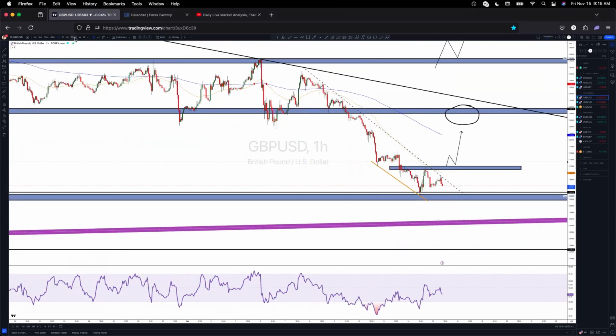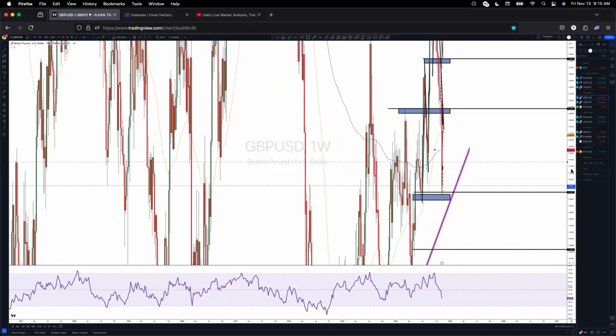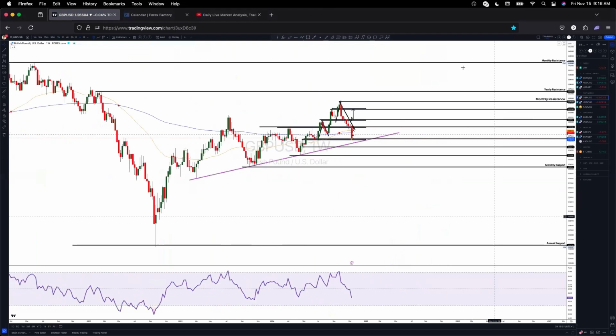Pound USD is also very close to the bottom. Let's go to the weekly time frame so I can show you what I'm saying. You can see on the weekly that we have a very strong trend line right here, and the market is very close to touching it. The last time we touched it, the market went up. We touched it also, went up. Touched it here, went up.